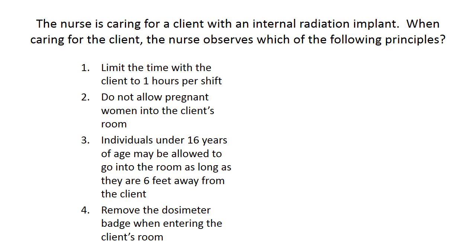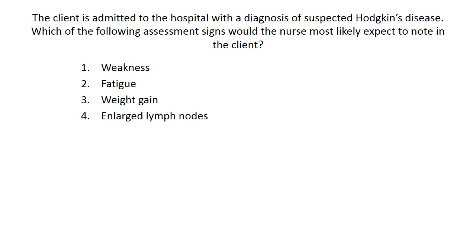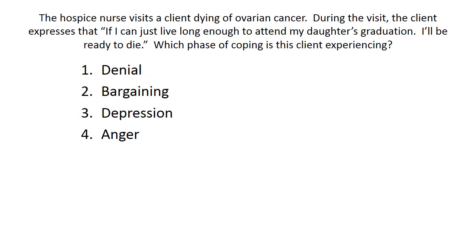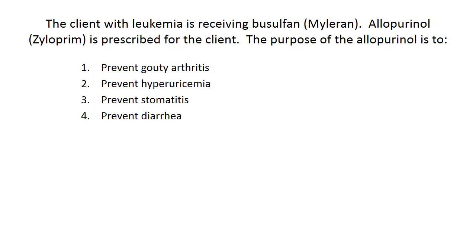The answer to number 6 is 2, do not allow pregnant women into the client's room. And the answer to this is number 4, enlarged lymph nodes. The answer to this question would be 2, bargaining. And the answer to our last clicker question is 2, prevent hyperuricemia.